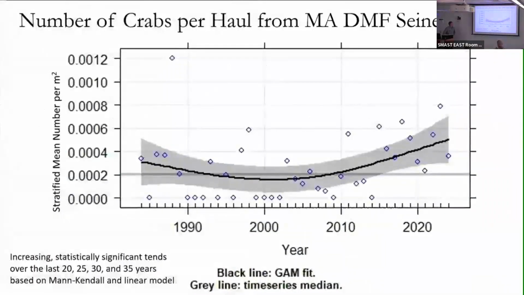This is the index from that. Stratified mean number per tow. This is based on area, so meters squared. So the numbers here are a lot smaller than the other surveys you saw previously because it's by meter squared as opposed to per tow. You see an increasing trend there. No data points below the time series median in about a decade. It's statistically significant for the last 20, 25, 30, and 35 years using Mann-Kendall or linear model.